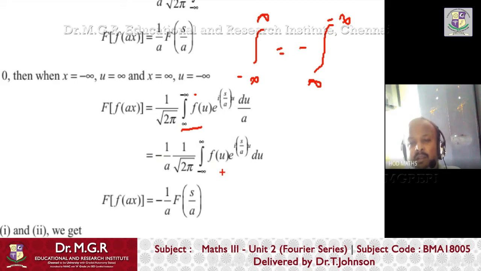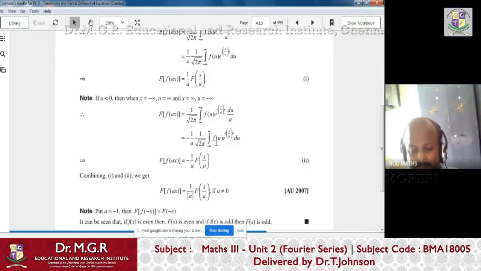That is sufficient for changing the order. It is the property of integration, so they apply that idea. Then it automatically becomes minus infinity to plus infinity. Apart from that, there is no change. Whatever was 1 by a f of s by a, the same thing. So whenever a is positive, this is 1 by a f of s by a. Whenever a is negative, this is minus 1 by a f of s by a.